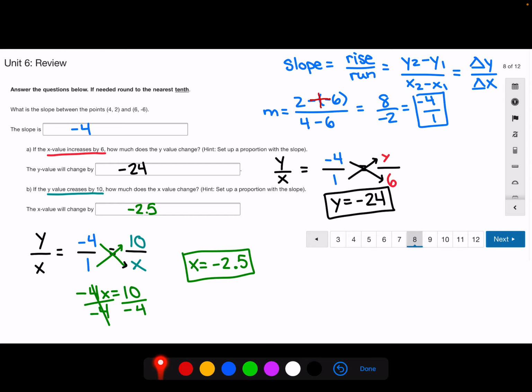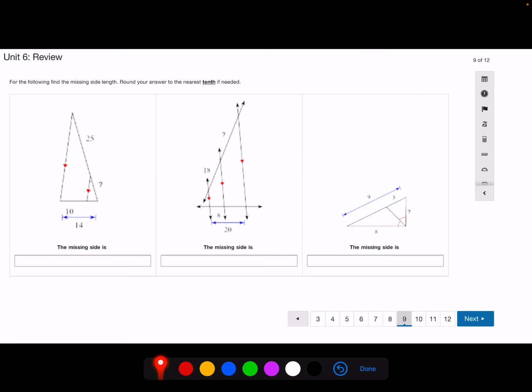All right, next up. Now we're moving into the triangle problems. So for this first one, for the following, find the missing side length. Round your answer to the nearest tenth. Now this is all on 6.5. So I'll have another video posted for 6.5 for you guys, but this is where you can learn about all of that information. And again, 6.5 is just dealing with 3 theorems on triangle similarity, and each of these is one of the theorems.